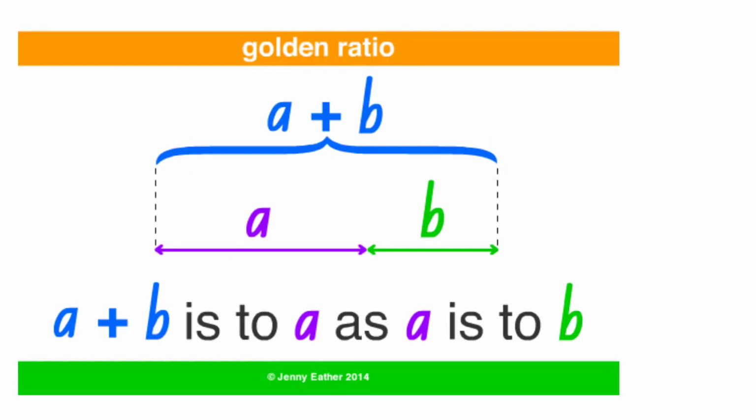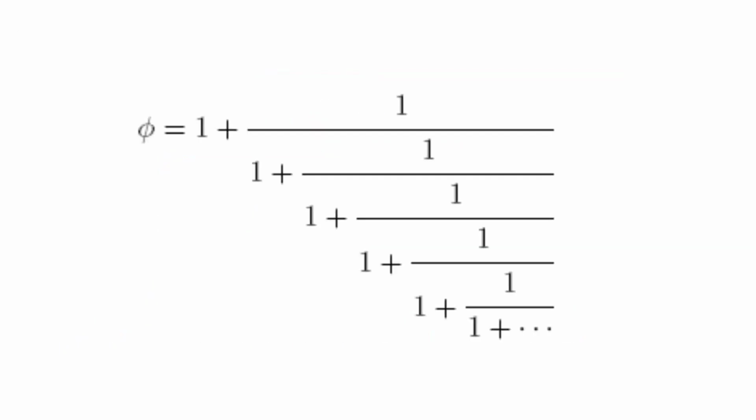You can do it with a line by dividing it and relating the length of the whole to one of the parts. This is another way. Toby the dog finds a way to appear in all of my videos.